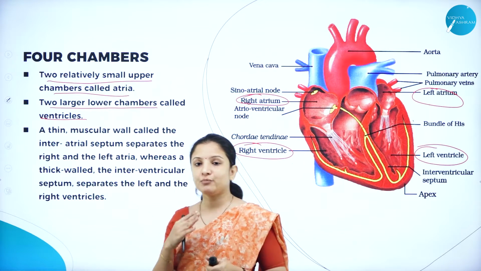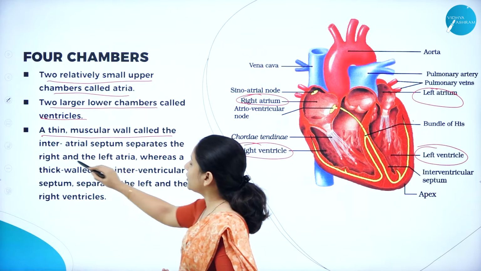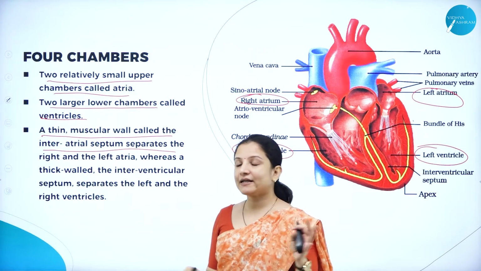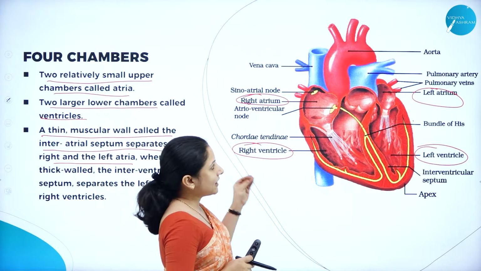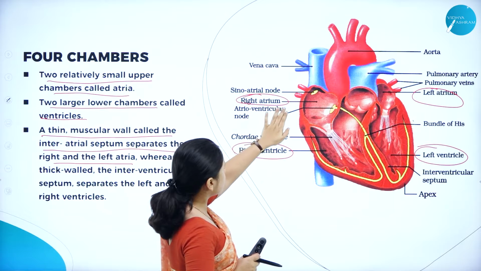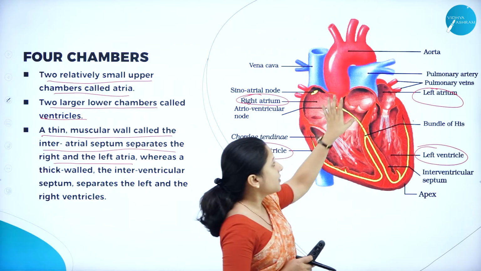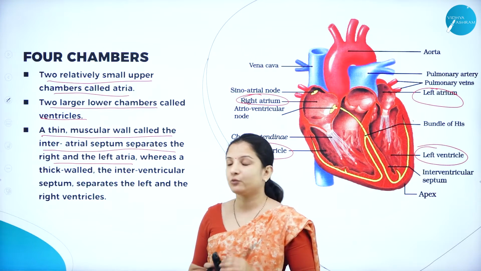Actually, these four chambers form because there is a thin muscular wall called the interatrial septum that separates the right and the left atria. So how are the right and the left atria separated? If you can see here, the right atrium is separated from the left atrium by a very thin interatrial wall that is present between them.